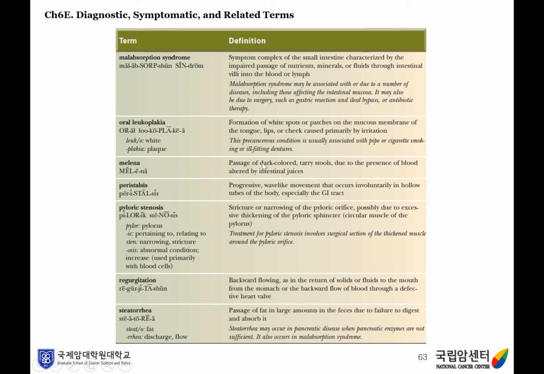Melena means passage of dark colored stools. Peristalsis is progressive wave-like movement in the GI tract. Pyloric stenosis means stricture or narrowing of the pyloric orifice. Regurgitation means backward flowing to the mouth from the stomach. Steatorrhea means passage of fat in the feces.